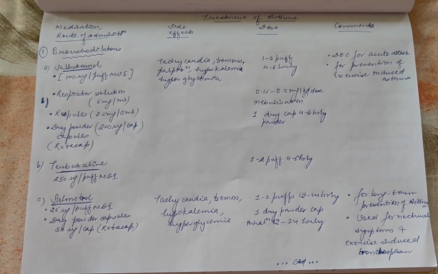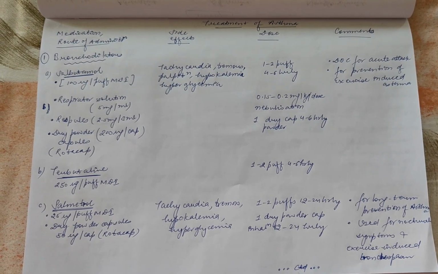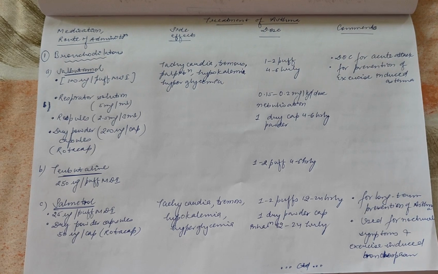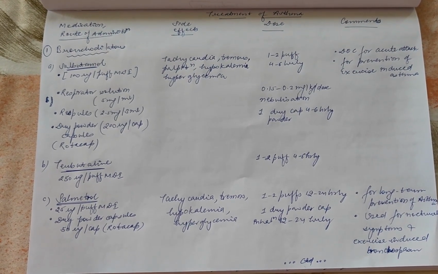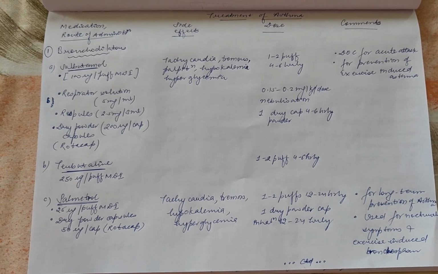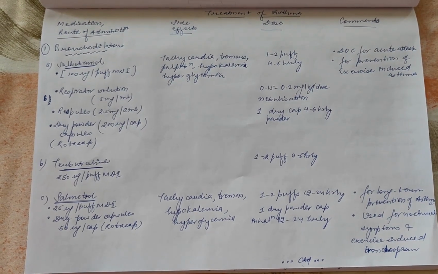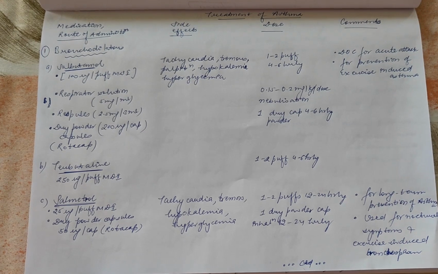Side effects are tachycardia, tremors, hypokalemia, and hyperglycemia. Dose is 1 to 2 puffs 12 to 24 hourly, and 1 dry capsule powder inhalation 12 to 24 hourly through Rotahaler. Comments: salmeterol is specifically used for long-term prevention of asthma and used for nocturnal symptoms and exercise-induced bronchospasm.